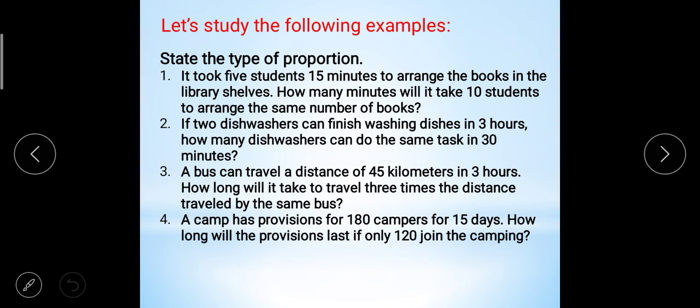Okay. So, pag tumaas yung number of kilometers na kailangan takbuhin, tataas din yung number of hours. Okay? So, tatagal din yung pagbabiyahe. Okay, very good, Portia. How about number 4, Liam? What type of proportion is our problem number 4? A camp has provisions for 180 campers for 15 days. How long will the provisions last if only 120 join the camping?